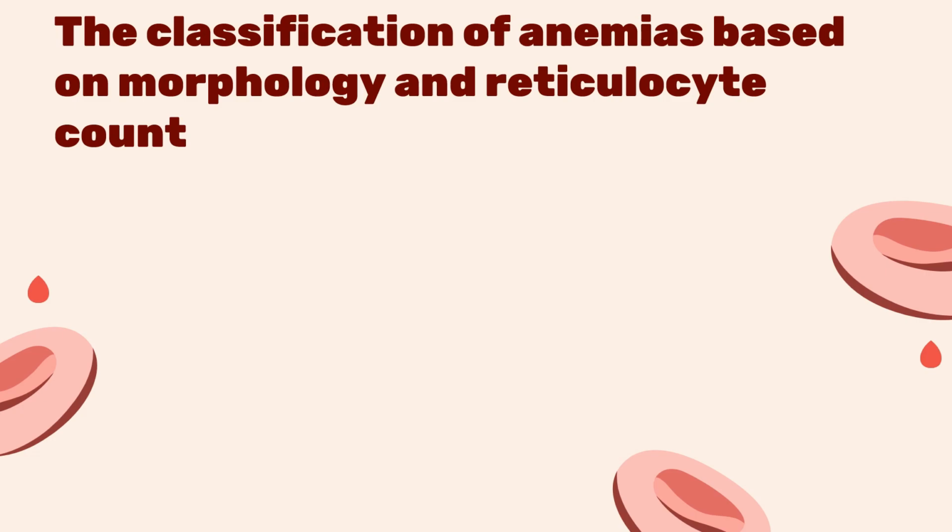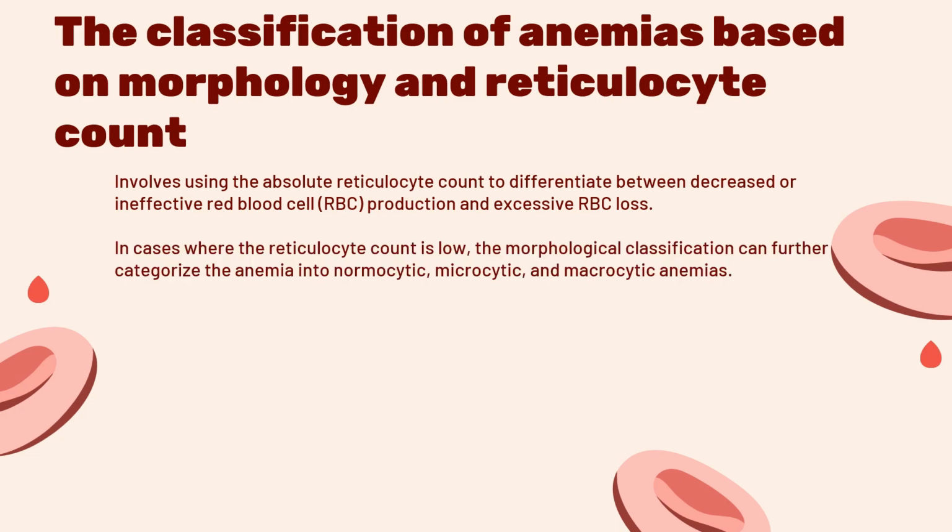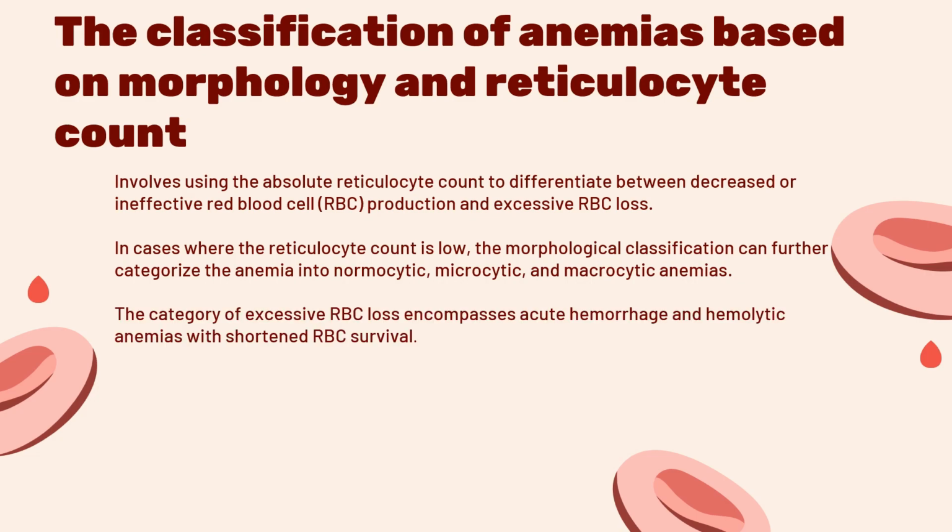Next we have the classification of anemias based on morphology and reticulocyte count. This involves using the absolute reticulocyte count to differentiate between decreased or ineffective red blood cell production and excessive RBC loss. In cases where the reticulocyte count is low, the morphological classification can further categorize the anemia into normocytic, microcytic, and macrocytic anemias. The category of excessive RBC loss encompasses acute hemorrhage and hemolytic anemias with shortened RBC survival.